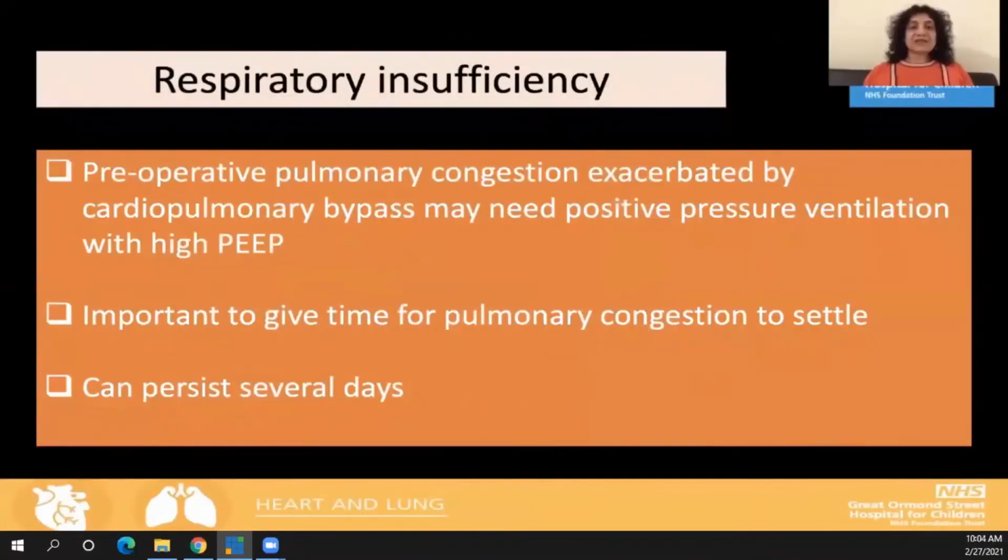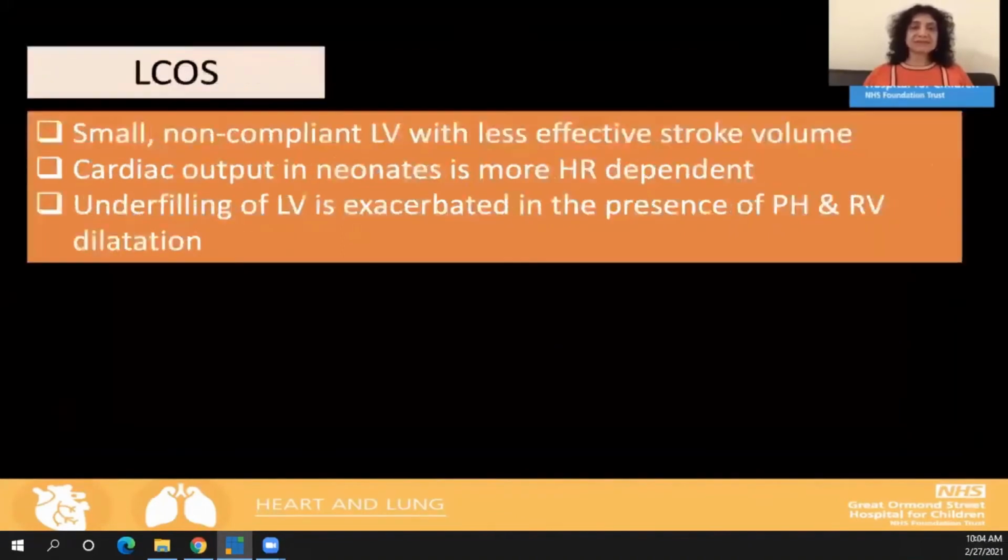Respiratory insufficiency is common in the immediate postoperative period, especially if there is preoperative obstruction. Preoperative pulmonary congestion can be exacerbated further by bypass and therefore will need positive pressure ventilation for longer. And sometimes this can take a long time to settle and can persist for several days.